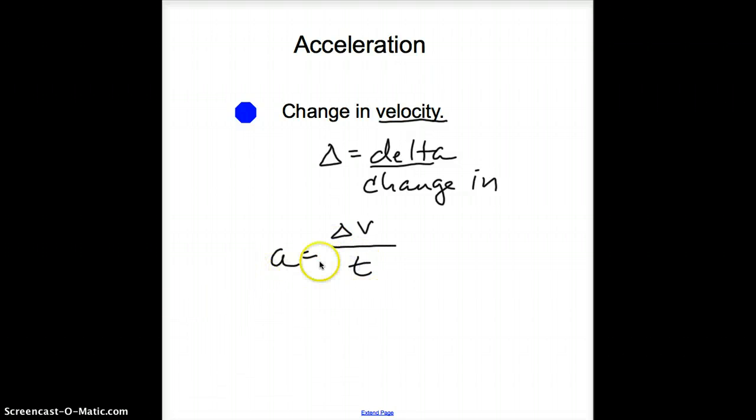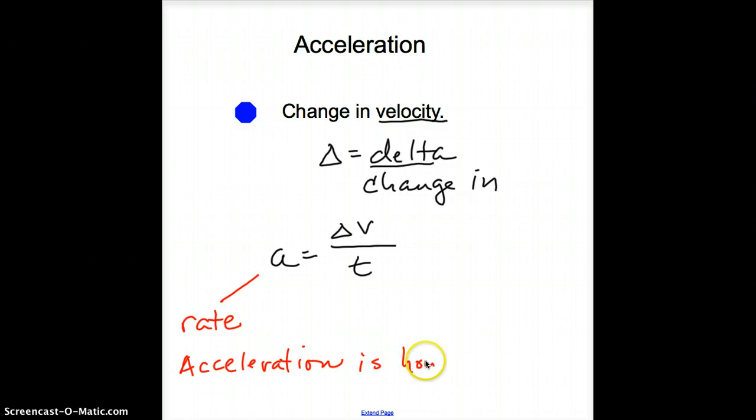What that does is that makes acceleration a rate. It is a rate of change that occurs. And one of the most important things you need to remember is acceleration is not velocity. They are not the same thing. Acceleration is how velocity changes. So while they have a relationship, they are not the same thing. So please don't put those two things in the same category.